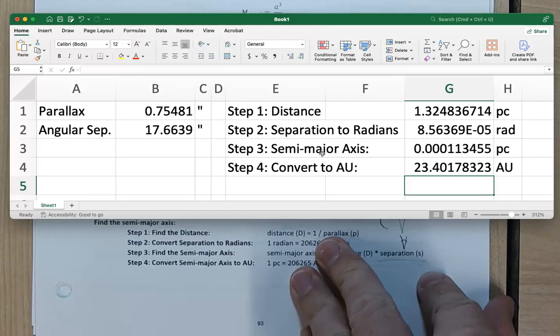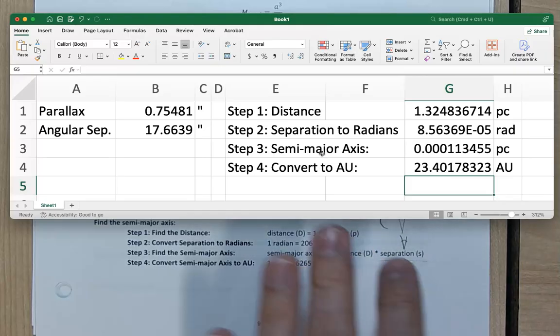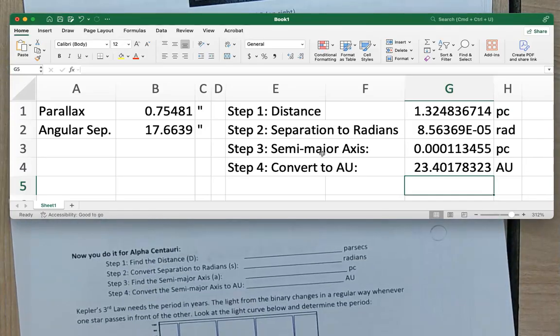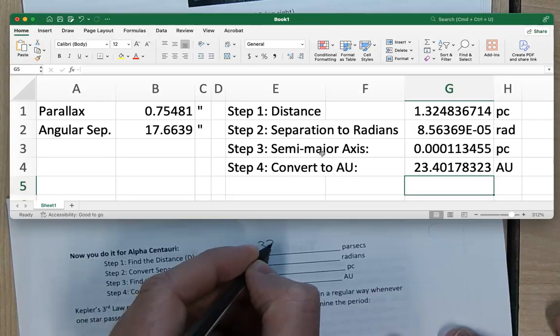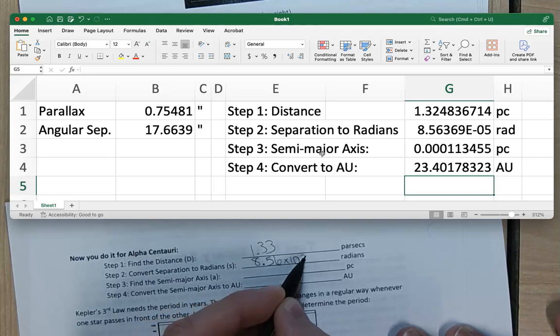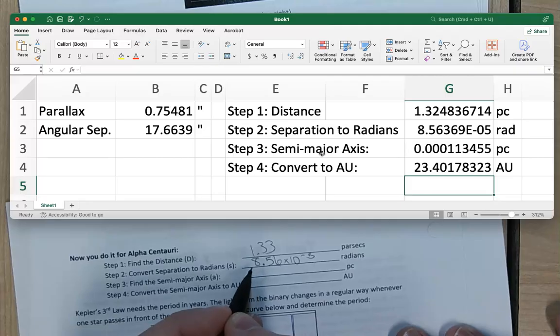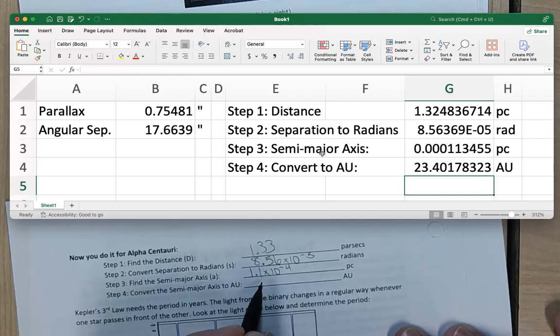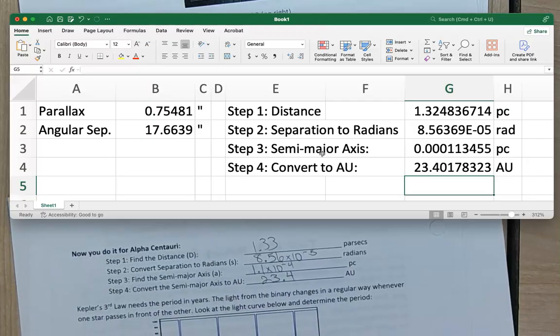So now we know, let me put our answers on the next page like you did here. 1.33 parsecs, 8.56 times 10 to the negative 5 radians. I'm going to turn that into scientific notation: 1.1 times 10 to the negative 4 parsecs, and 23.4 AU. All right.